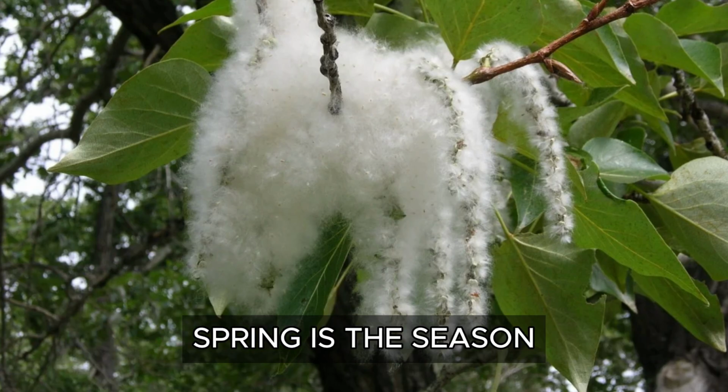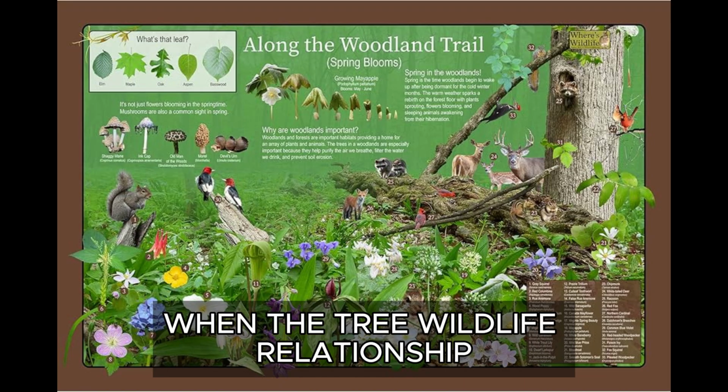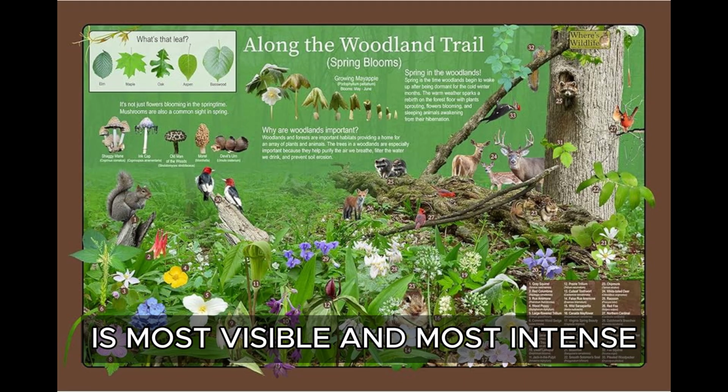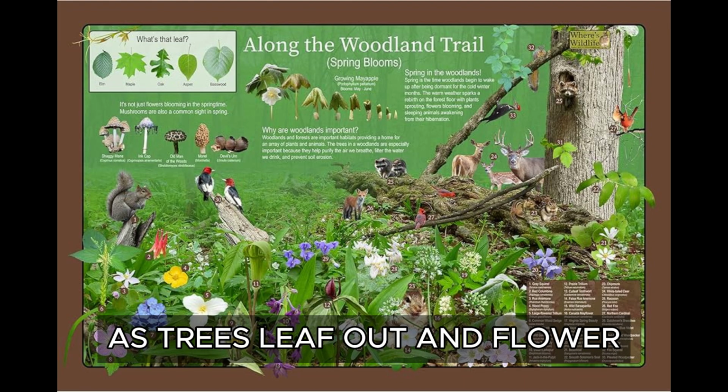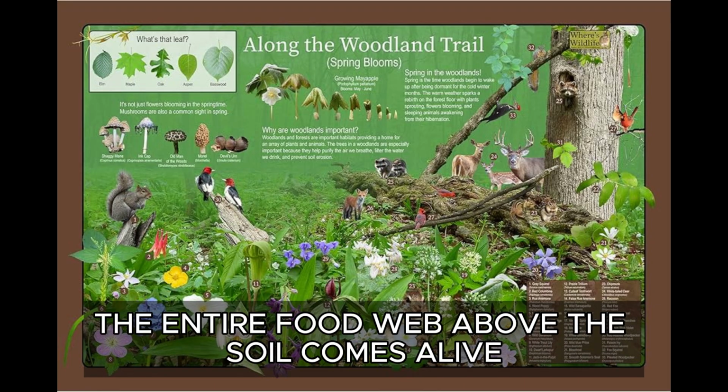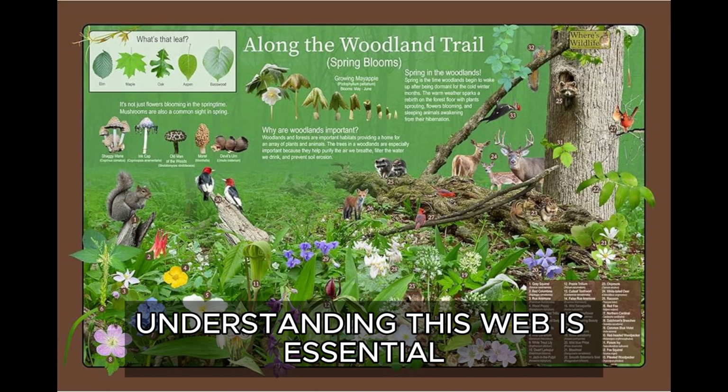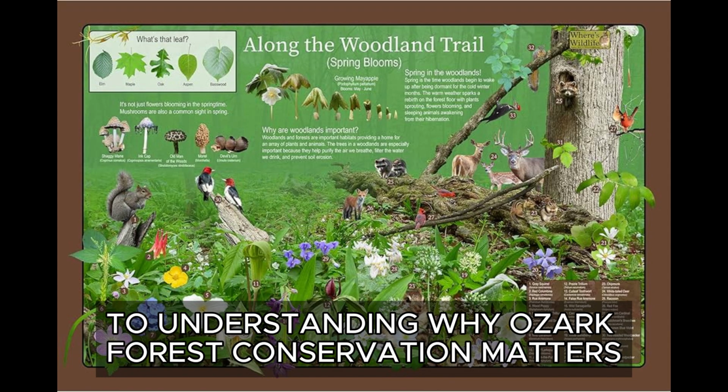Spring is the season when the tree-wildlife relationship is most visible and most intense. As trees leaf out and flower, the entire food web above the soil comes alive. Understanding this web is essential to understanding why Ozark forest conservation matters.